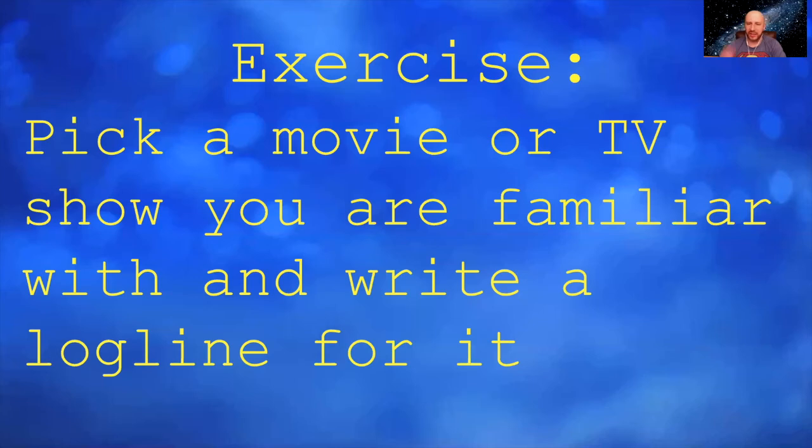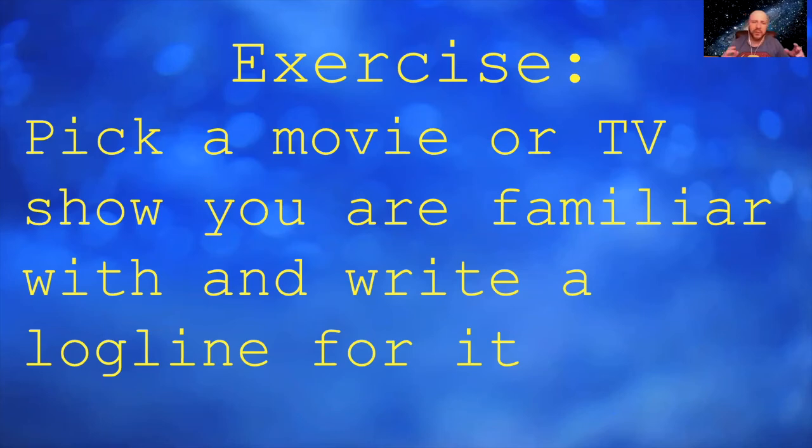So here's an exercise, kind of similar to what we were talking about earlier. Pick a movie or TV show that you're familiar with that already exists and write a logline for it. Again, you won't be as precious with this because there's no stakes to it. You're not trying to sell a show that already exists. But it will help you practice loglines.